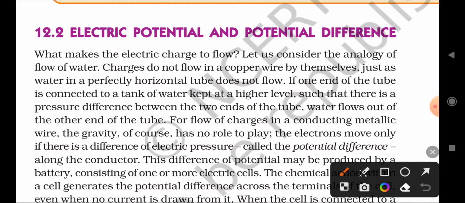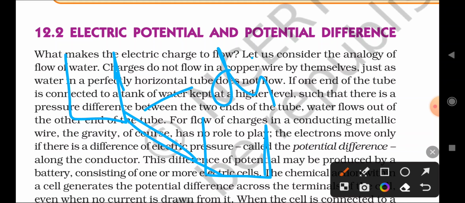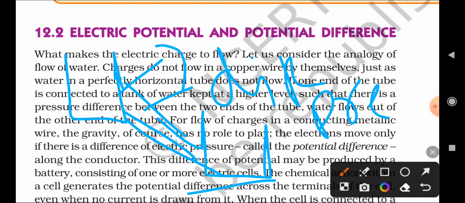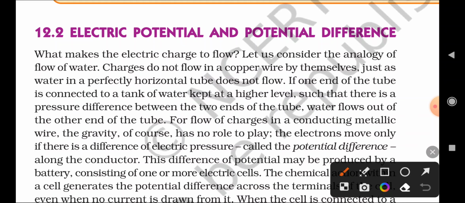Same container, same amount of water is placed, one in an upper position, one in a lower position, so that will make what? Easy flow of water, because that creates what? A difference of pressure. This is higher pressure and this is lower pressure, so the water can easily move from higher to lower pressure, right? This is a simple example they have given.